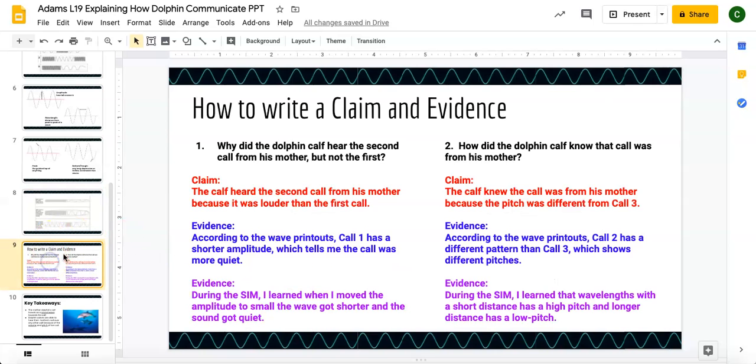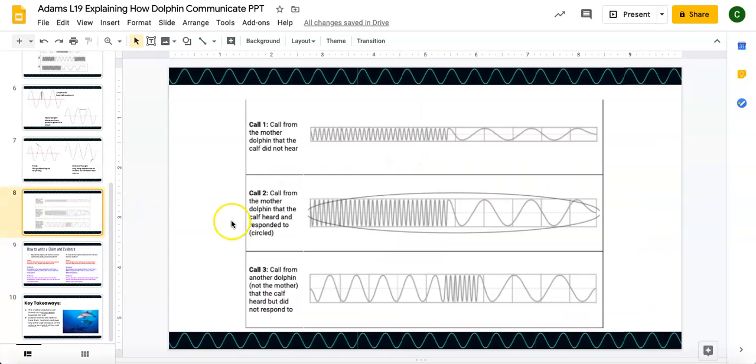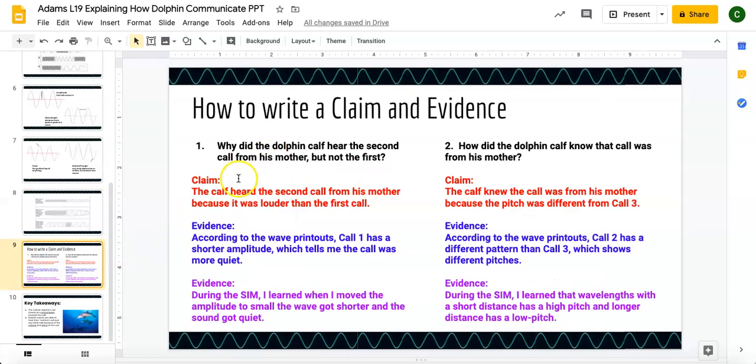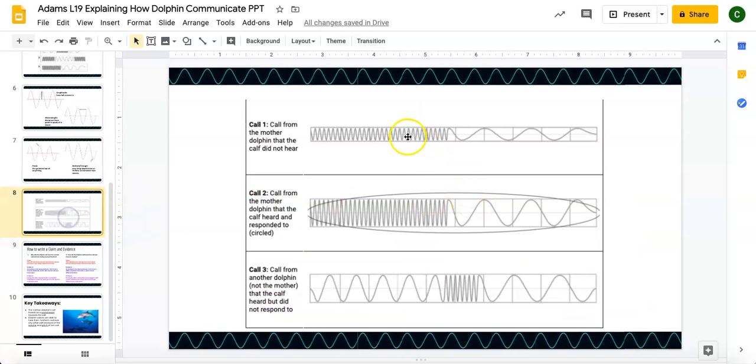So I'm going to think about these questions and show you how I came up with my claim. Question 1: why did the dolphin calf hear the second call from his mother but not the first? What they're asking you is, why was the calf able to hear this call but not this one? If you watched the video before this one, we talked about the difference between these two calls. So I came up with my claim, which is right here. The calf heard the second call from his mother because it was louder than the first call. Based on these printouts, I know that this was taller, so therefore it was louder.